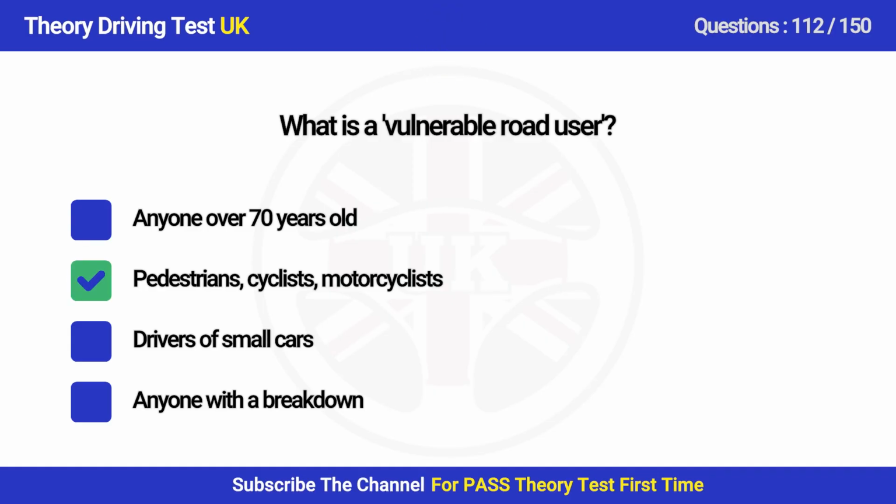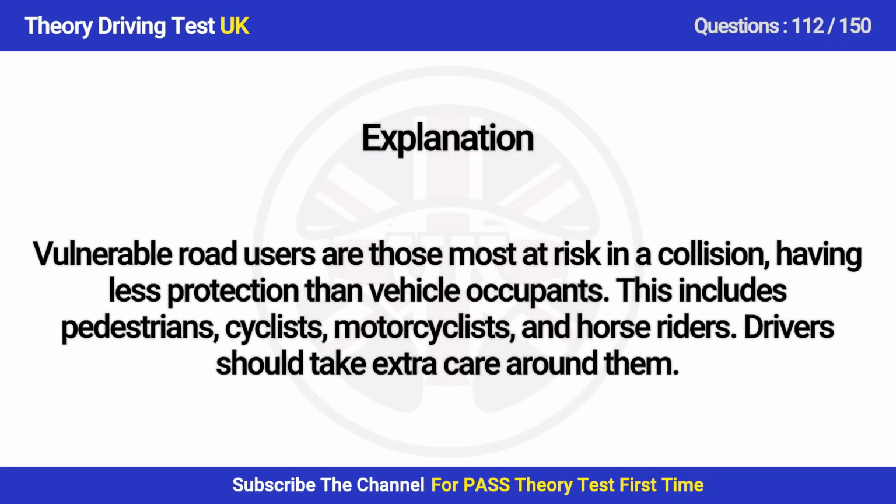Answer is B. Pedestrians, cyclists, motorcyclists. Vulnerable road users are those most at risk in a collision, having less protection than vehicle occupants. This includes pedestrians, cyclists, motorcyclists, and horse riders. Drivers should take extra care around them.